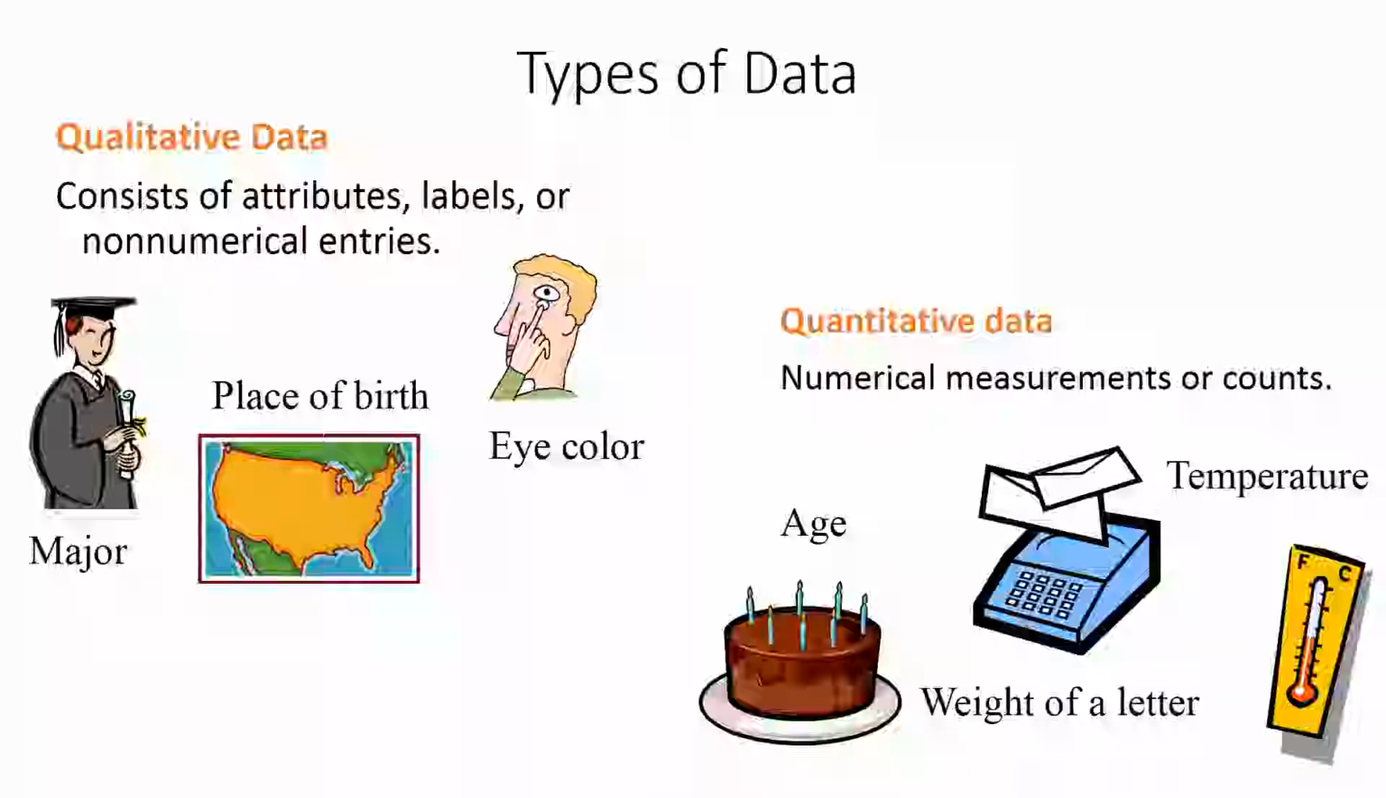So there's two types of data. First are qualitative data, and these are just attributes or labels. They don't have any type of numbers, or if they're numbers, they aren't meaningful numbers. So something like a major, or a place of birth, or an eye color. Right? All of those are words or categories. Whereas with quantitative data, these are numerical measures. So things like an age, that's a number, the weight of a letter is a number, and a temperature is also a number.